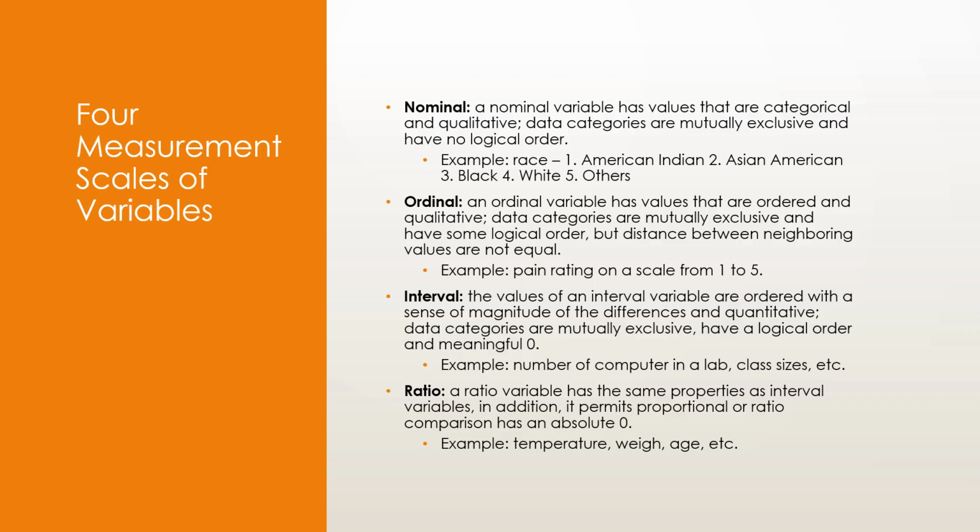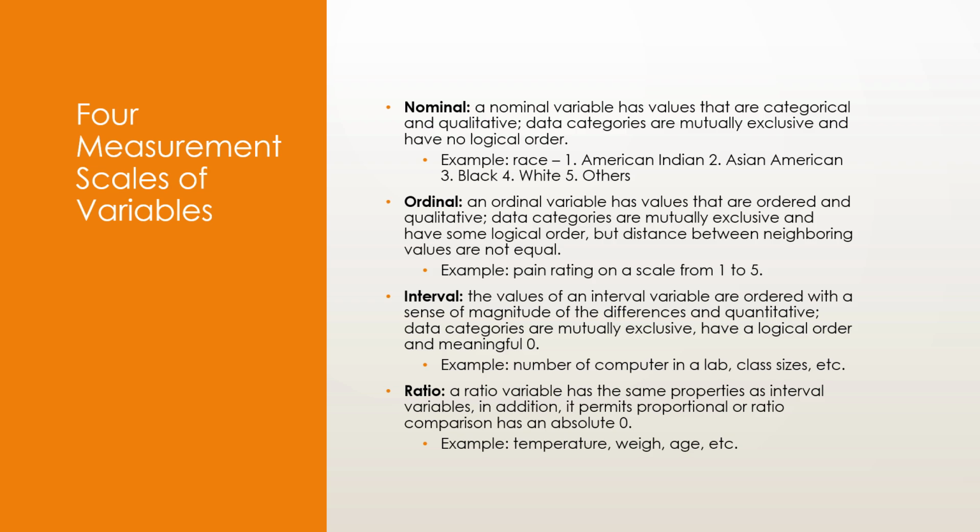In my example, I use 1 to represent boys and 2 to represent girls. Move up a level, we have ordinal variables. An ordinal variable has ordered categories where the distance between the values is not necessarily equal. An example of an ordinal variable could be the pain ratings from 1 to 5.